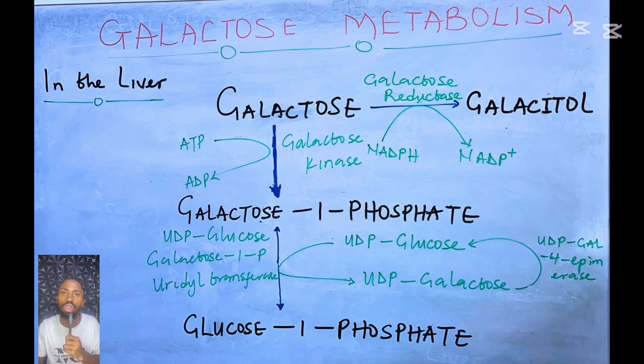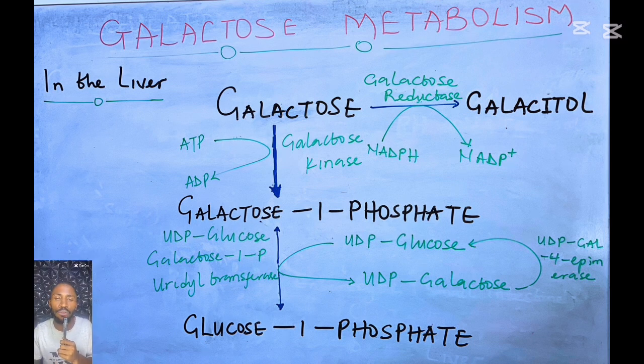In the liver, which we are discussing today, galactose is first of all broken down using galactokinase to form galactose 1 phosphate. Don't forget. Galactose 1 phosphate is then added to UDP glucose.